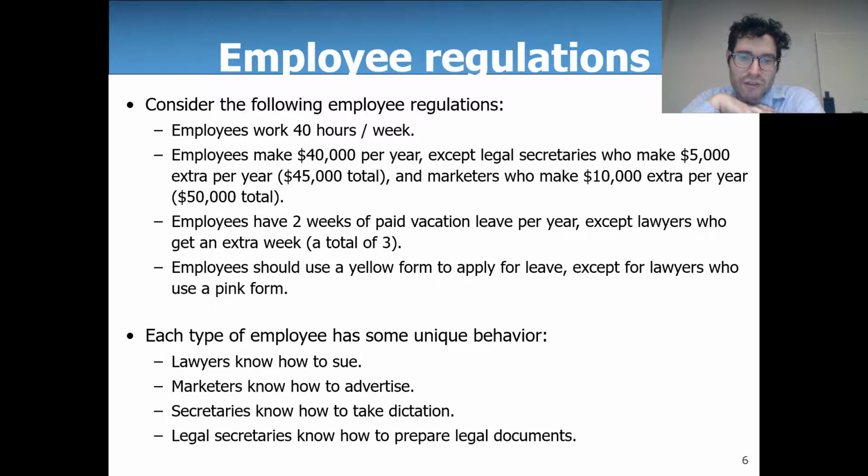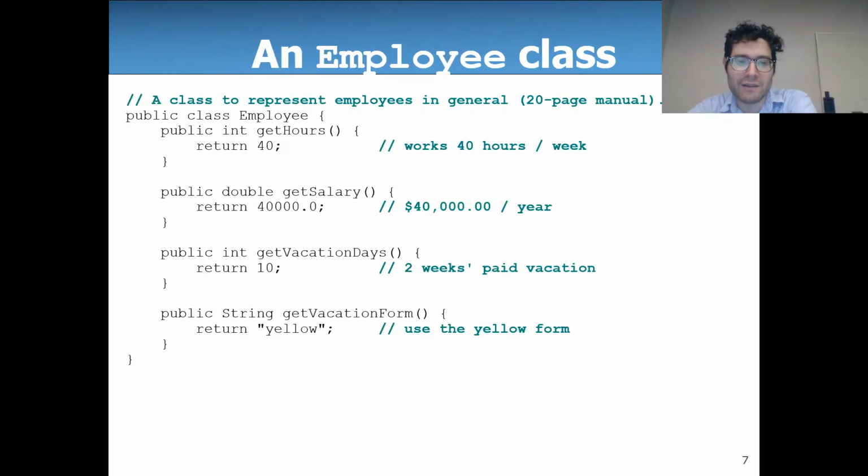Each employee should also have a specific type of behavior, right? Lawyers need to know how to sue, marketers have to know how to advertise, secretaries take dictation, and legal secretaries, which are a special type of secretary, prepare legal documents. So this is kind of your generic employee: 40 hours a week, $40,000, 10 days of paid vacation, and using the yellow vacation form to apply for leave.